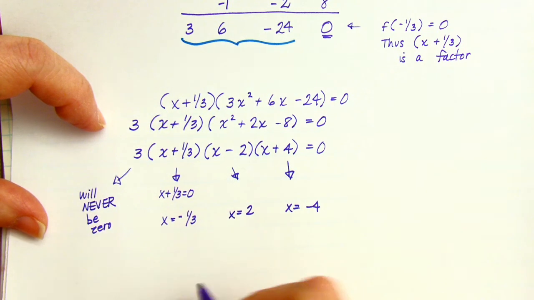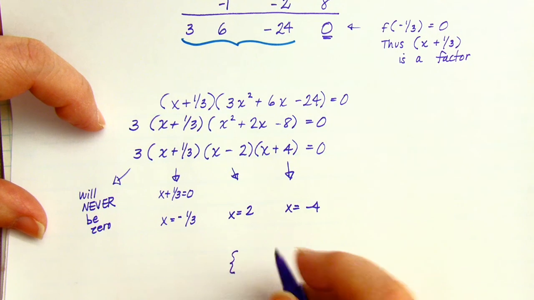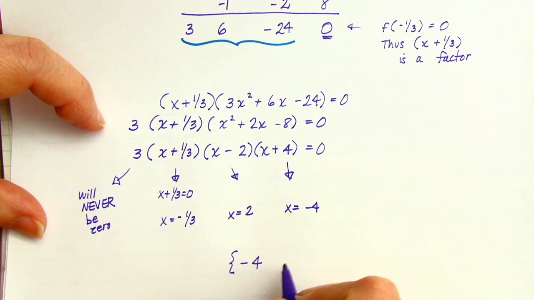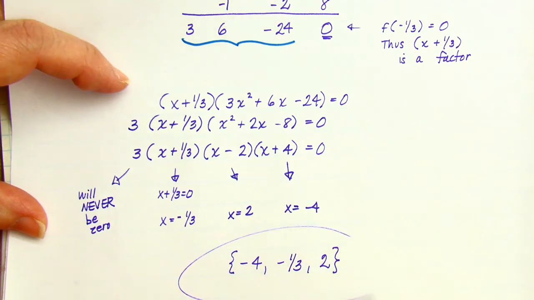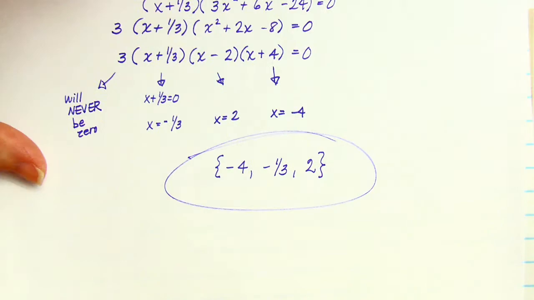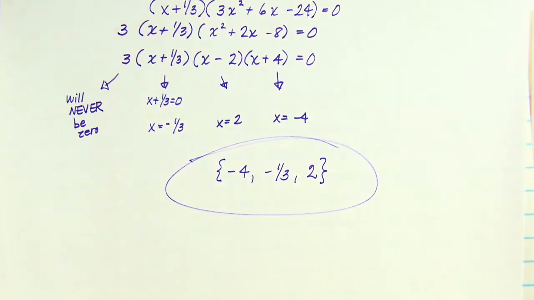And so my solution set, I put in set notation. I've got a negative 4, a negative 1/3, and a positive 2. And my equation is solved using synthetic division and knowing that negative 1/3 is a root.